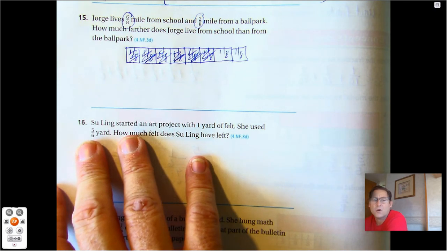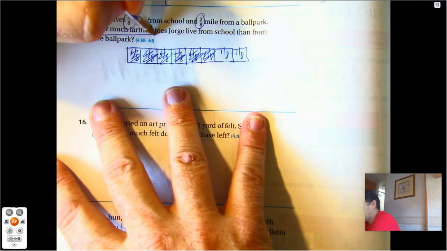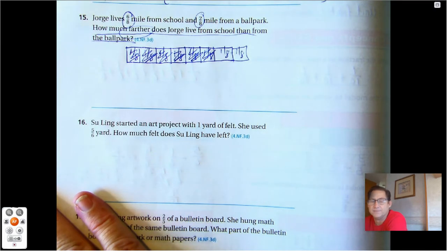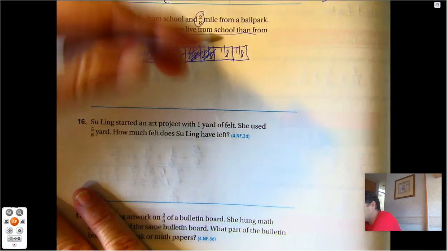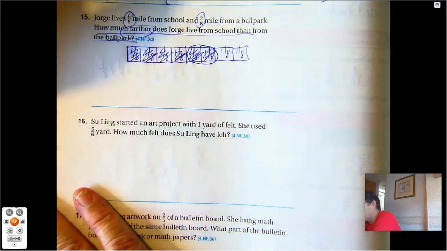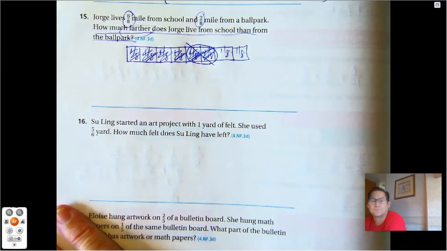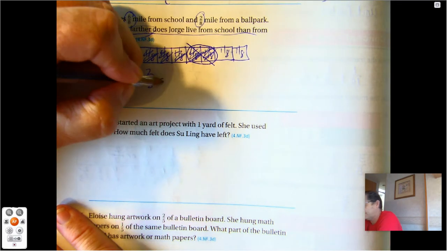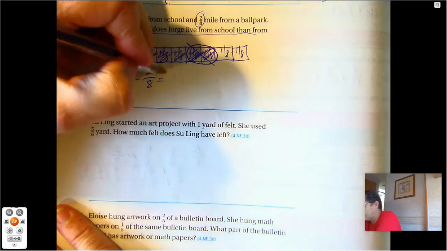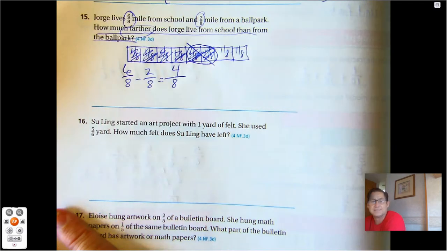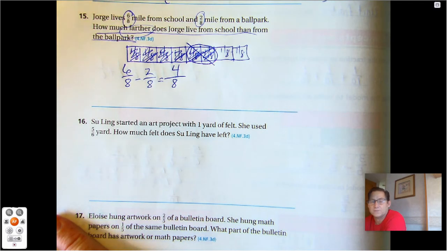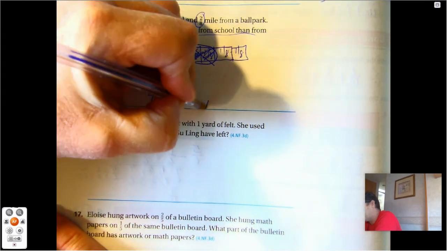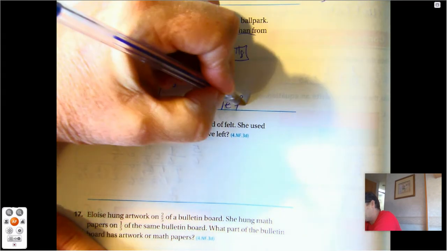How much farther? So that means that word farther implies subtracting between them. I want to find the difference. So I'm going to take these two of them, and I'm going to subtract them. All right, so 6/8 take away 2/8. That leaves me 1, 2, 3, 4 sections shaded out of 8 pieces. And 4 is half of 8. So 4/8 or 1/2 mile farther.